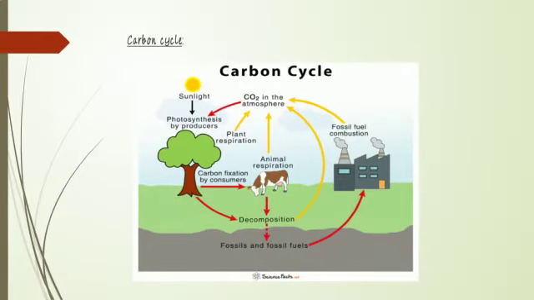First of all, carbon cycle. What is the carbon cycle? It is nature's way of reusing carbon atoms, which travel from the atmosphere into organisms in the earth and then back into the atmosphere again and again.